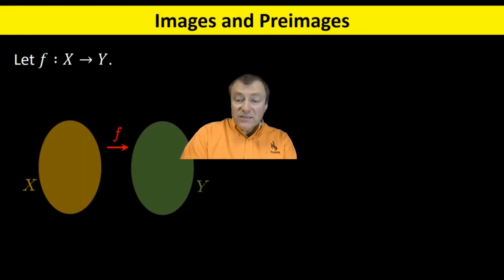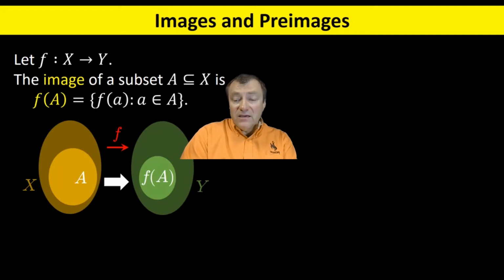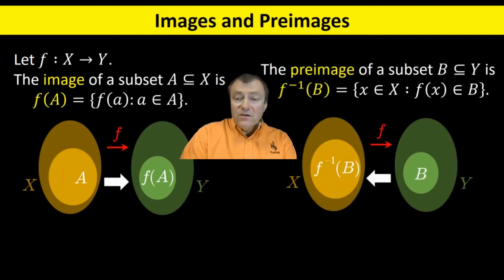Let's consider the general case of a function f mapping elements from a set X to a set Y. Given any subset A of X, we speak of its image f of A, which is the set of all elements f of little a, for little a in capital A. Also, for any subset B of Y, we talk about the preimage of B, which is the set of all elements of X that get mapped into B. So the preimage of B is a subset of X, while the image of A is a subset of Y.